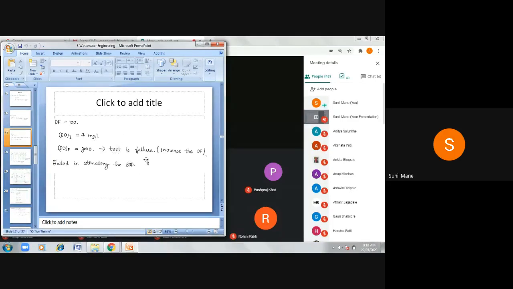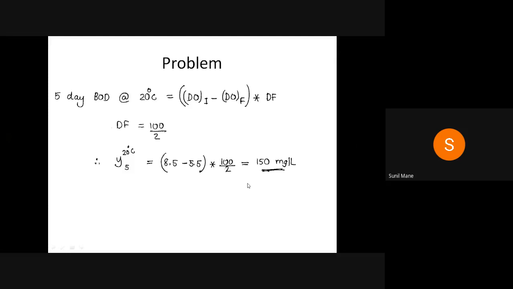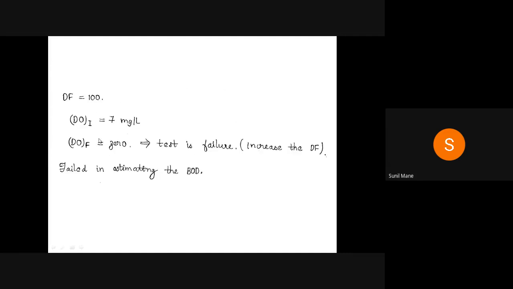We can have the conclusion of this particular test itself. Let us take this particular problem. In this problem, the initial reading and final reading are there. Initial reading is 8.5, final reading is 5.5. So initial dissolved oxygen is 8.5, and final oxygen is 5.5. So oxygen is remaining over there and is going to give a certain reading, but in this case we don't know at what point the oxygen came to zero. So we can say that the test is a failure.